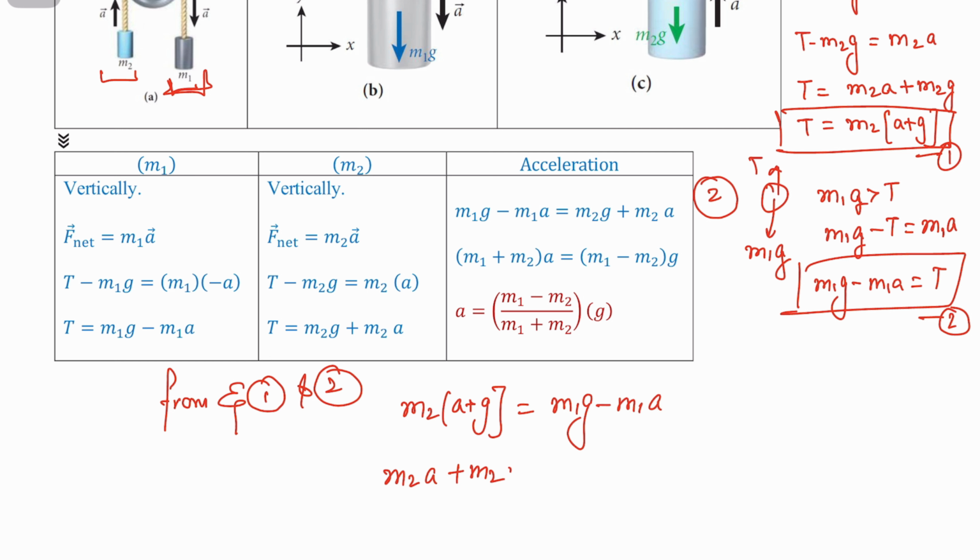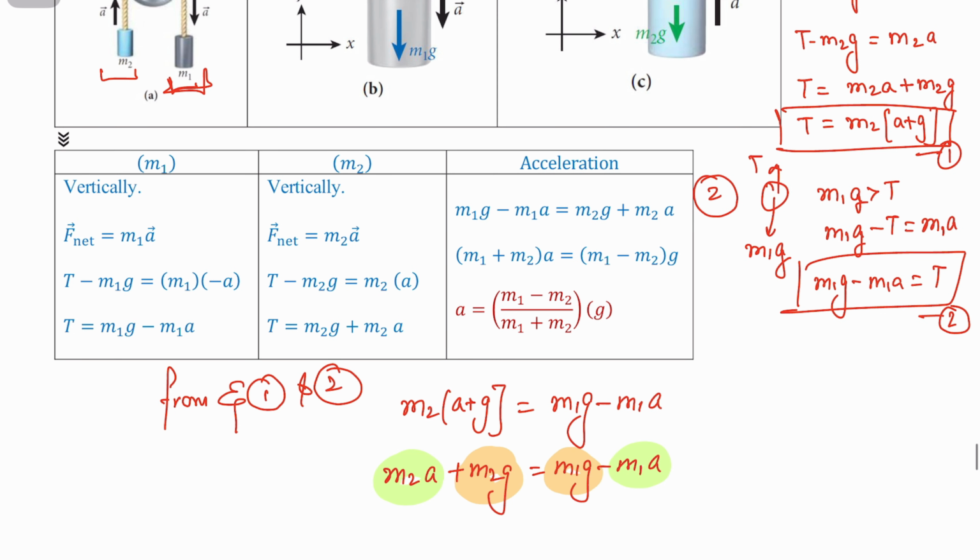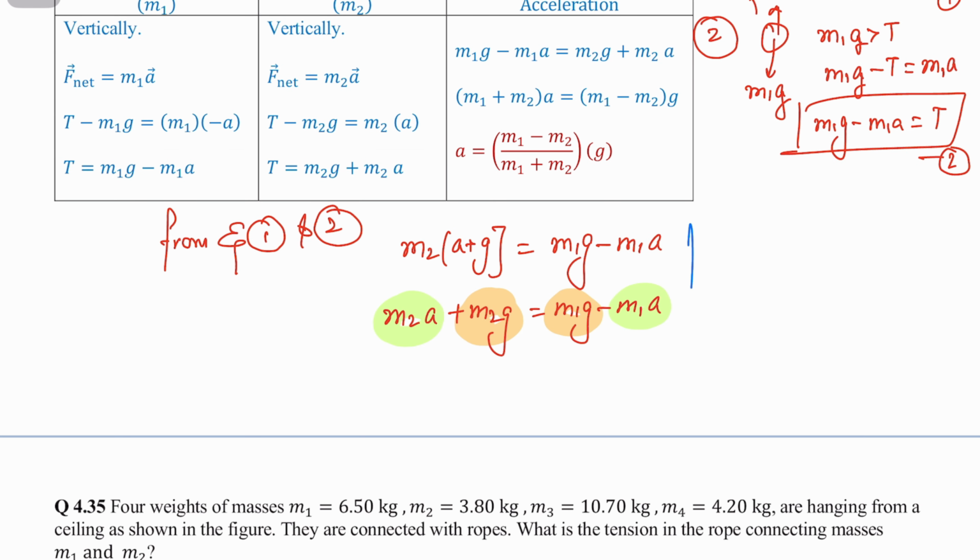M2A plus M2G equals M1G minus M1A. What you need to do is place A on one side and G on the other side, so that you can find the acceleration.